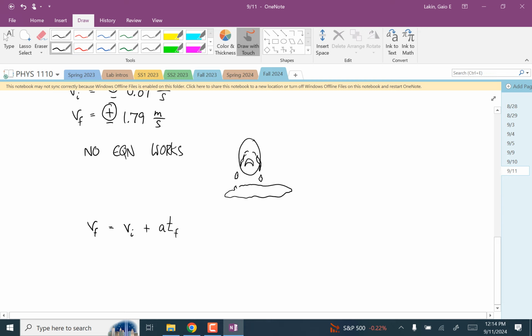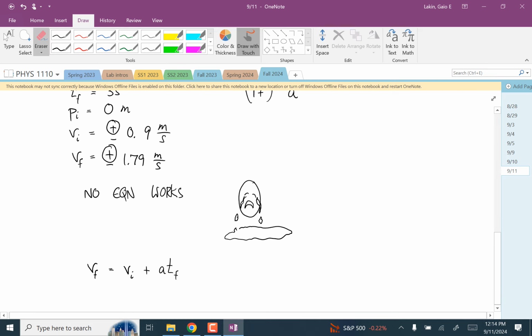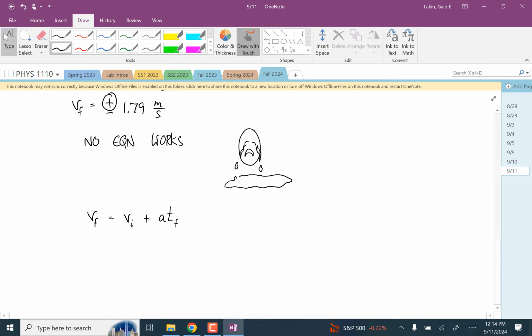It has acceleration in it. V final is known. V initial is known. And tf is known. So this is going to work. So 1.79 is equal to 0.89 plus a times tf, which is 3, so I'll write this as 3a. And now do the algebra.